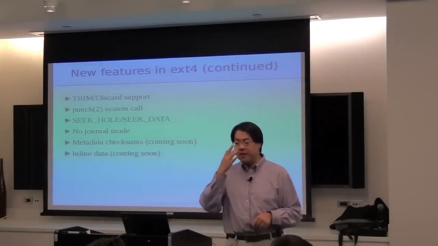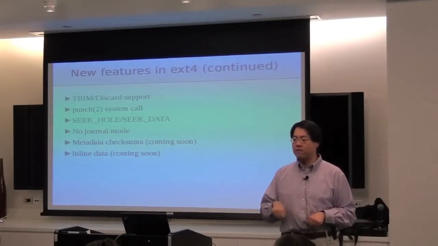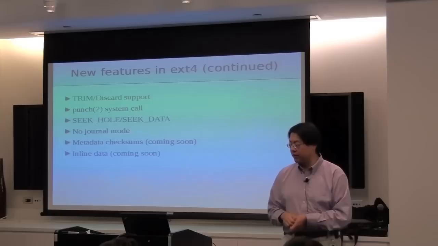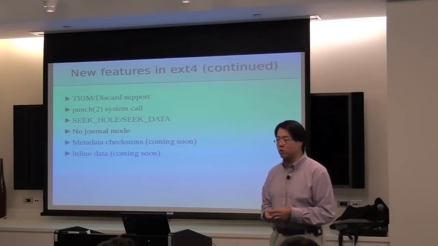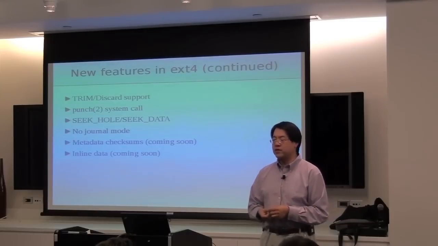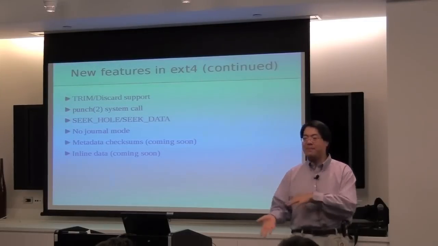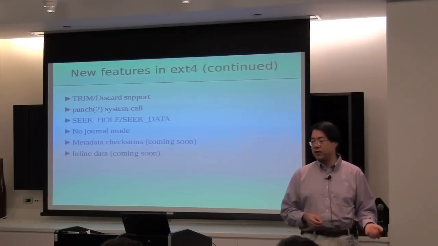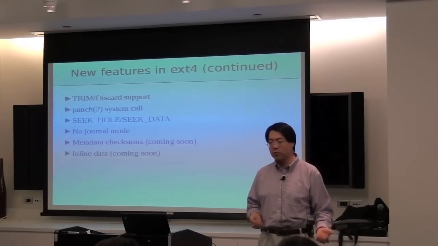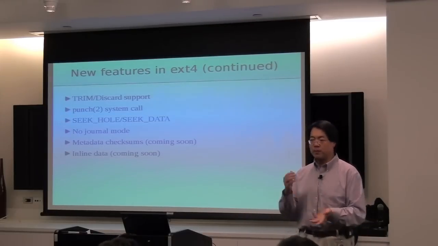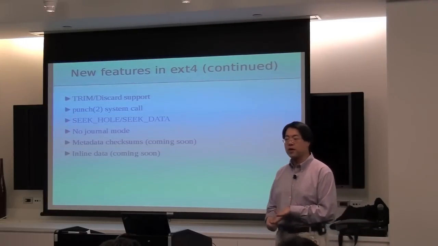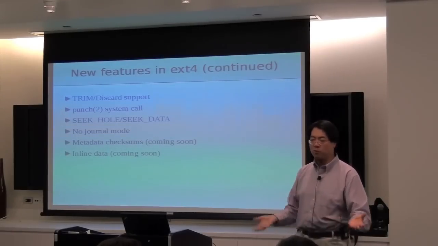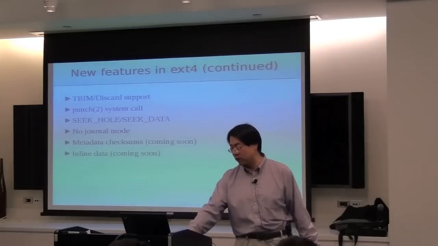And inline data, this is basically so that if you have a very, very small file, you can actually stuff it into the inode. This was actually contributed by some folks at Taobao, which is the Chinese equivalent of Amazon and eBay. They've been a fairly major contributor to ext4. They've been doing lots of interesting code contributions. They participate in our weekly conference calls. They're helping out with code reviews. In general, we review the code before it goes in, so it's really cool that they've been helping out.